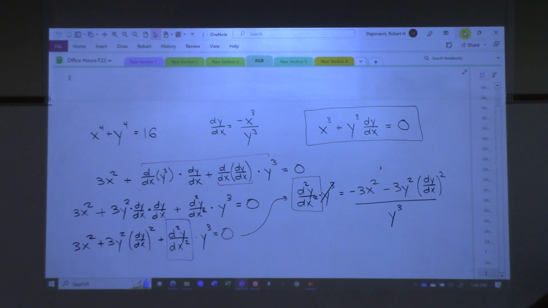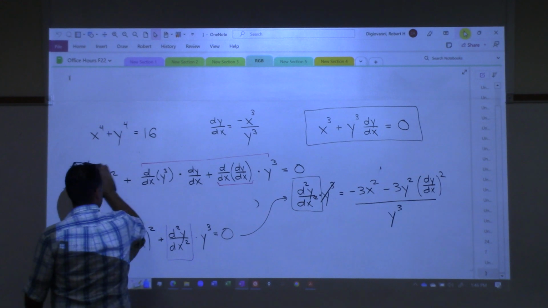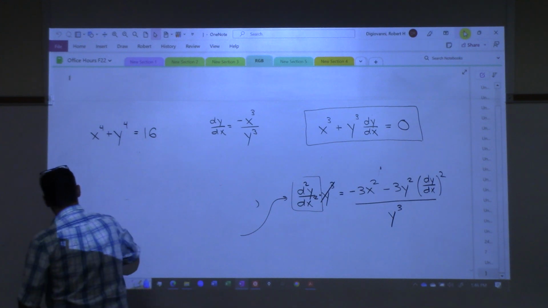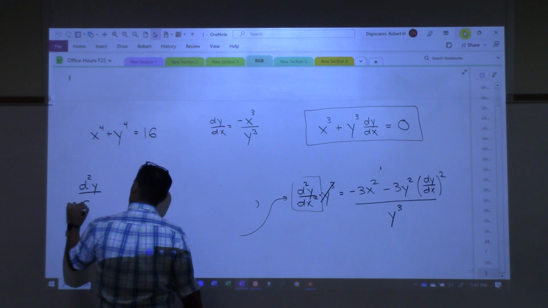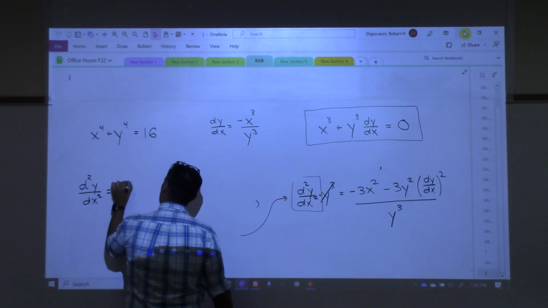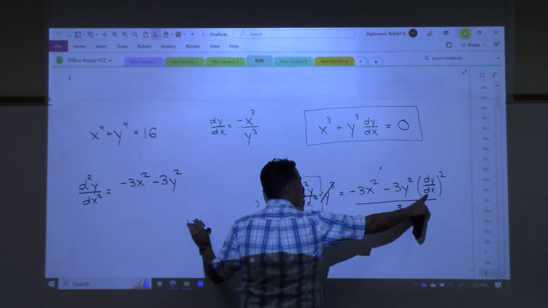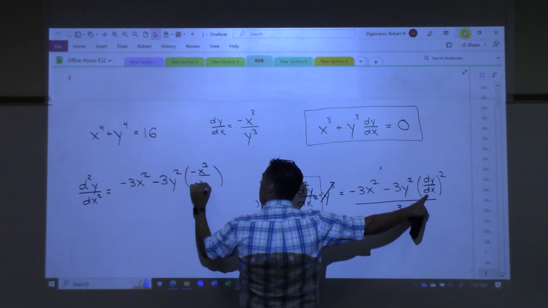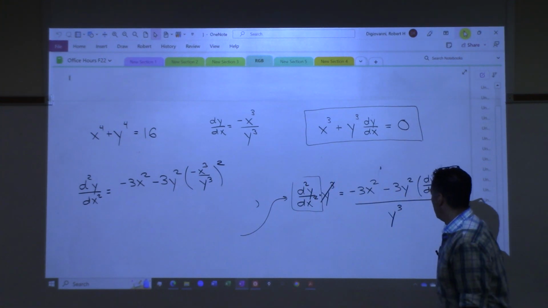Let's take that answer and plug it in right here. So the second derivative of our curve with respect to x is negative 3x squared minus 3y squared, and now I'm replacing this with negative x cubed over y cubed, right? But I have to still square it, don't I? And then all of that over y cubed.